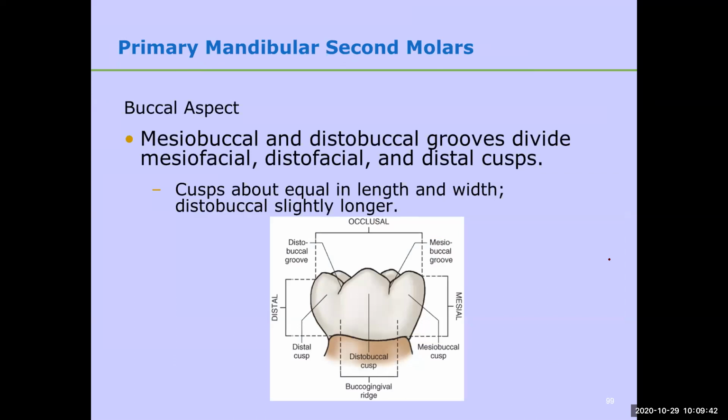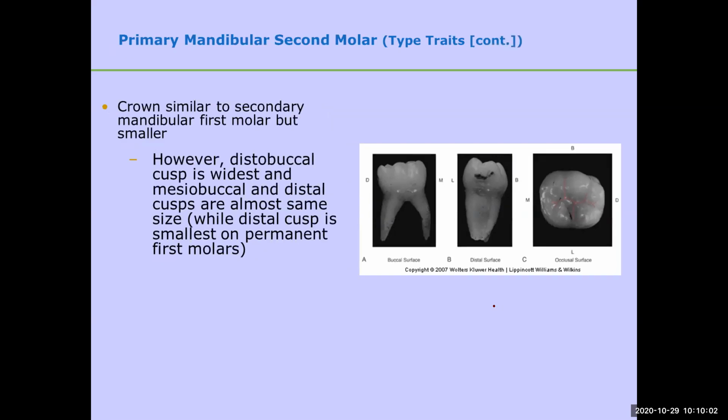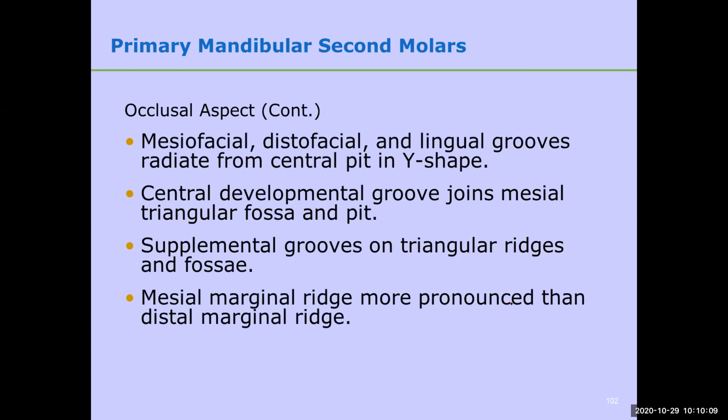From the buccal aspect, you've got 3 cusps. The crown is very similar. The primary mandibular second molar is very similar to the permanent mandibular first molar. They look similar. So the primary second mimics the permanent first.